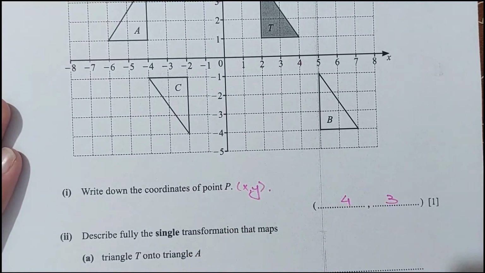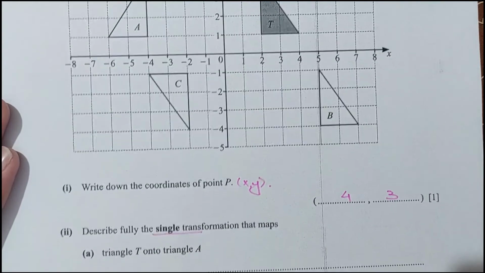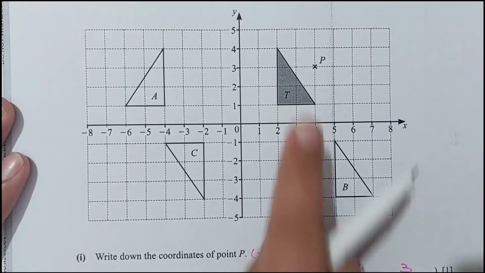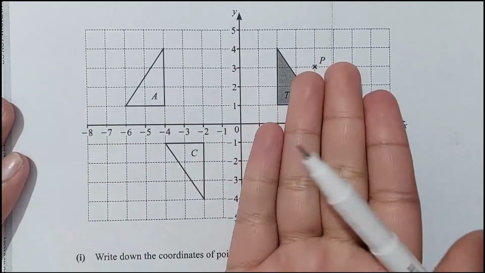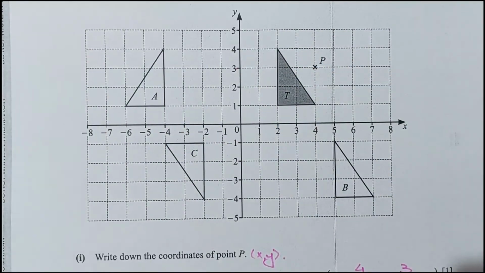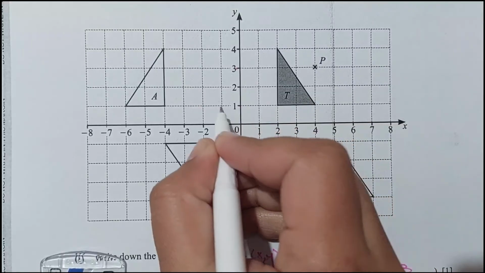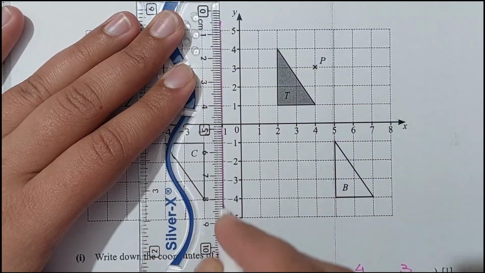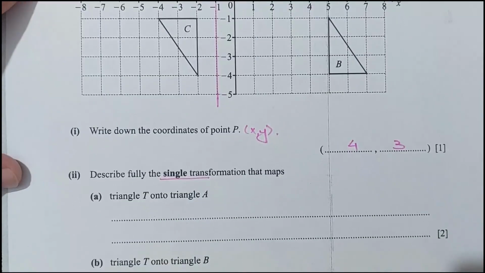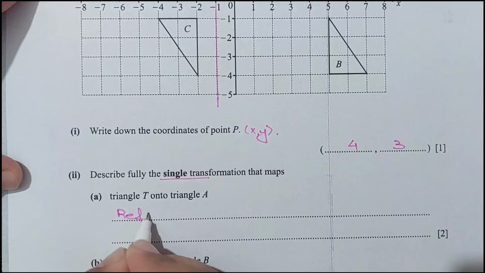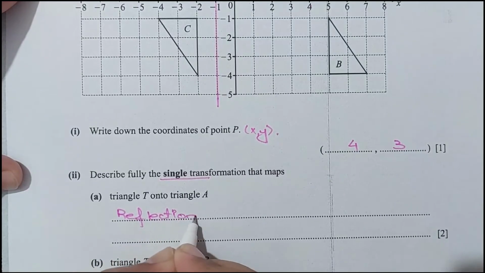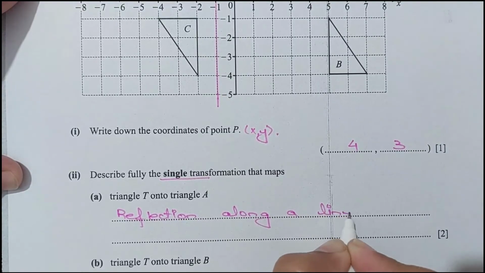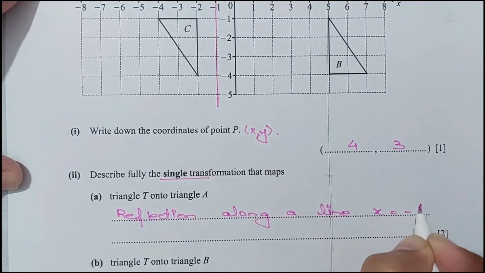Now for the second part, describe fully the single transformation that maps triangle T onto A. T onto A is a reflection. It is reflected, right? So we can find out the reflection along which line. 1, 2, 3, 1, 2, 3. So it is a reflection along the line x equals -1.